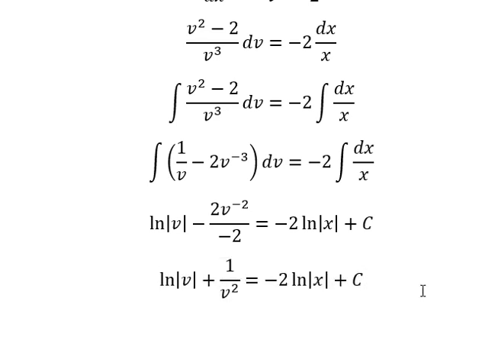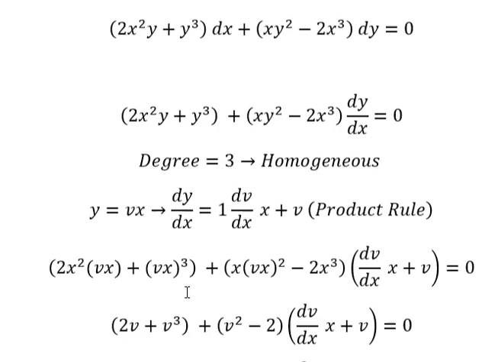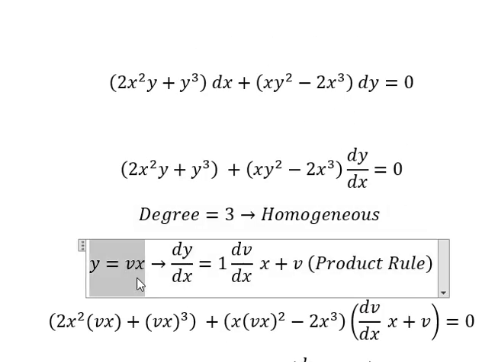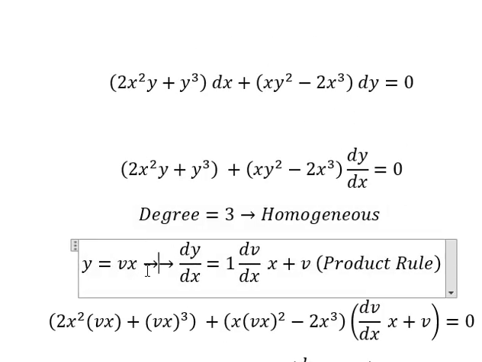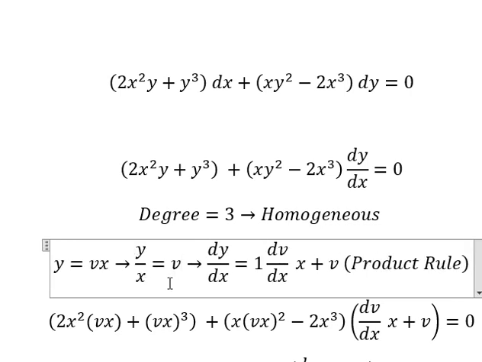About v, that is about this one, so we divide both sides by s. And now we need to change v into this one.